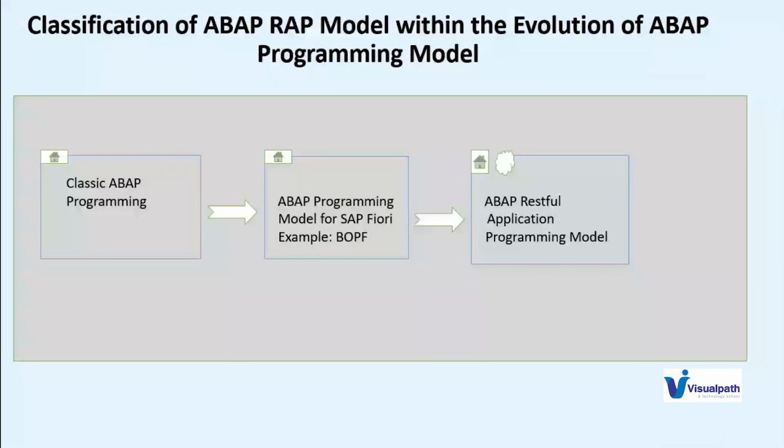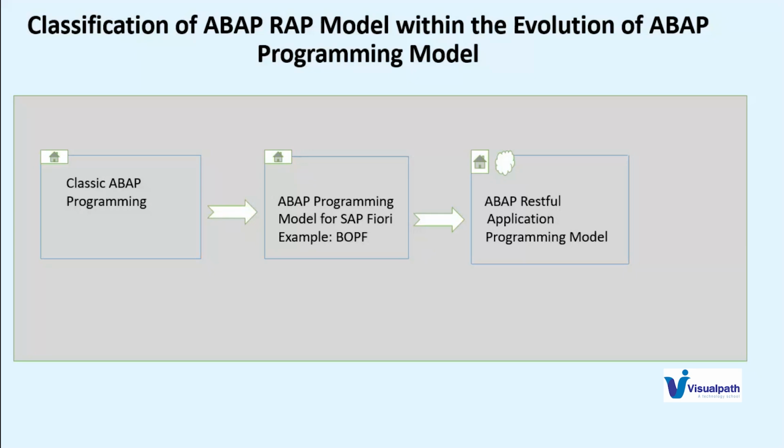This is the classification of the ABAP RAP model within the evolution of the ABAP programming model. As we can see, classical ABAP programming was totally transaction based. We used to open a T-code, write our code and see the output of our code. Or maybe if we have done some enhancements, we can see how it is impacting our standard applications. In GUI, we used to have pre-built applications in the form of T-codes, and we can open those applications using the T-codes.